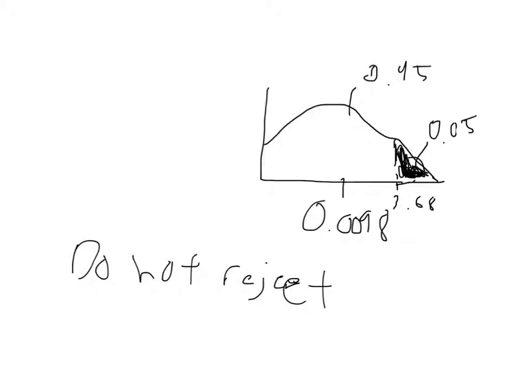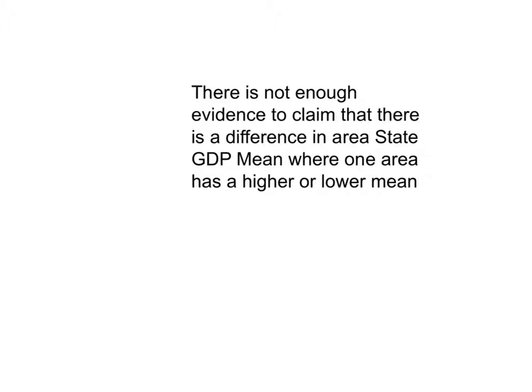And since the test value is way less than the critical value, we do not reject. And you will write, there is not enough evidence to claim that there is a difference in area state GDP where one area has a higher or lower mean. The end.